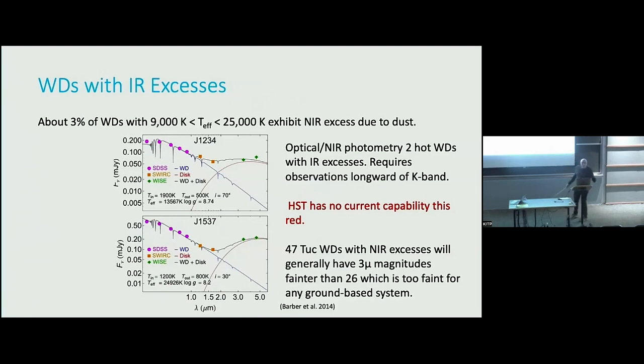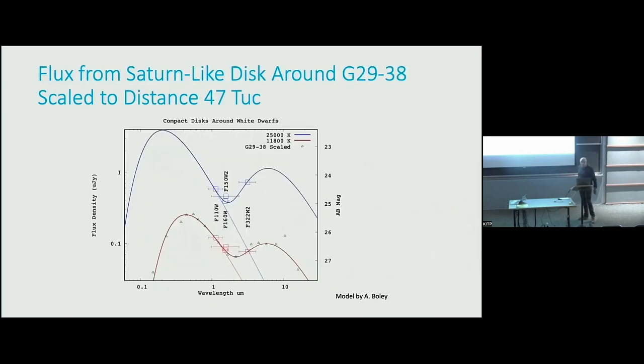HST has no capability at those kinds of magnitudes. And you can't do this from the ground because, as I'll show you in a moment, any kind of infrared excess that we expect around a white dwarf in 47 Tuc is going to be fainter than about 26 magnitude, and you can't do that from the ground. It's too faint.